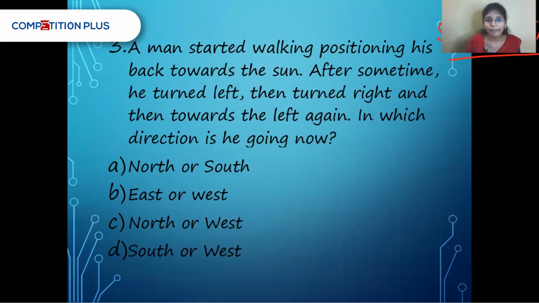Okay. So what would happen now? If he is facing the sunrise, the sun will be in the east. As per our question, he is walking with his back towards the sun. So in the sense, he is moving towards his west. That is the clue here.